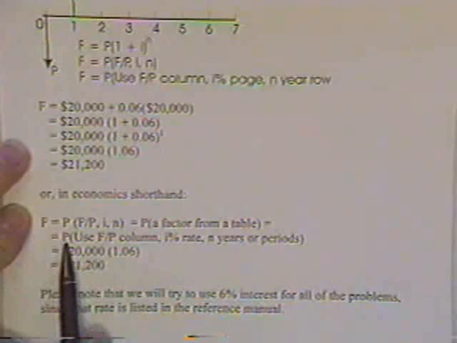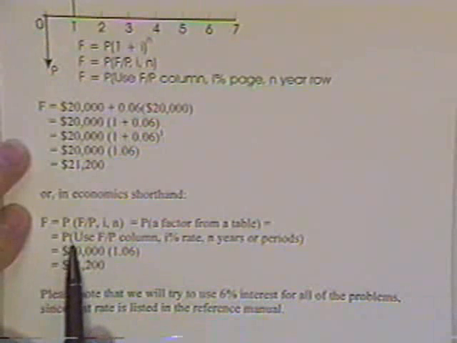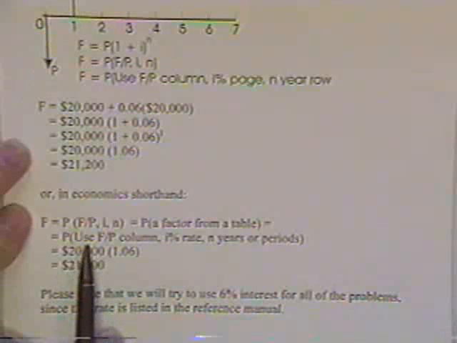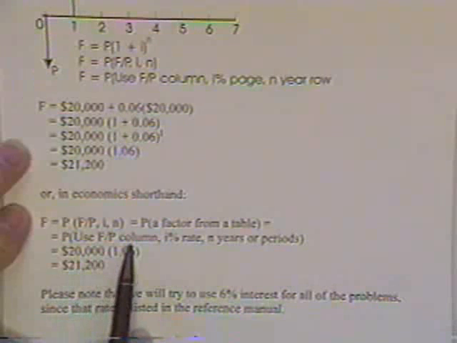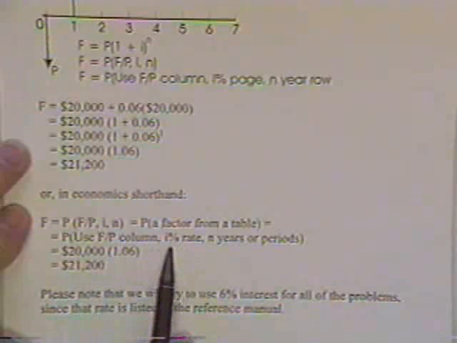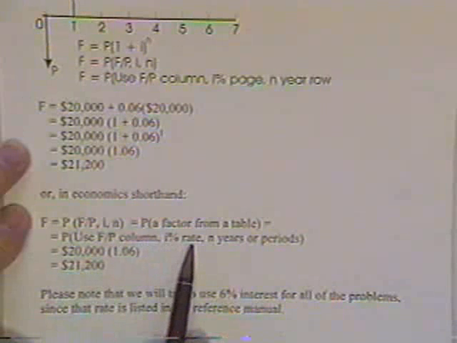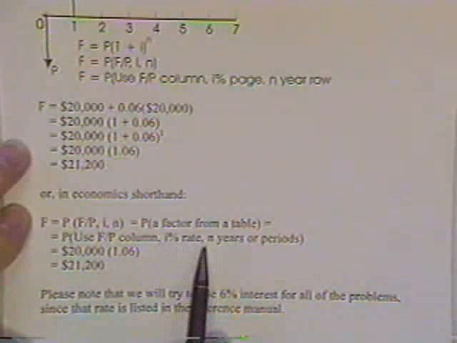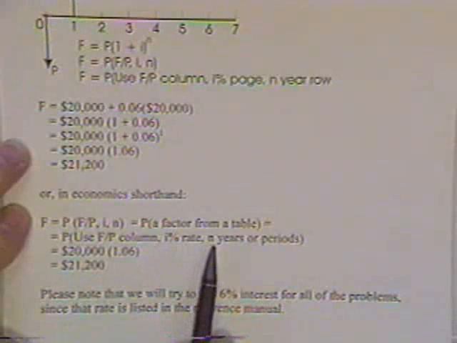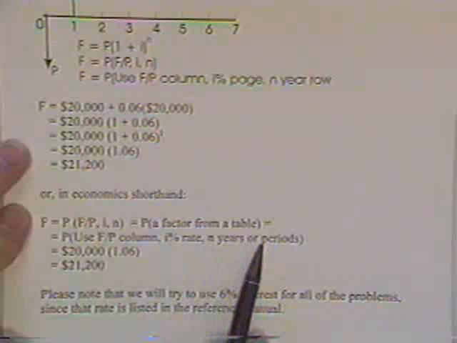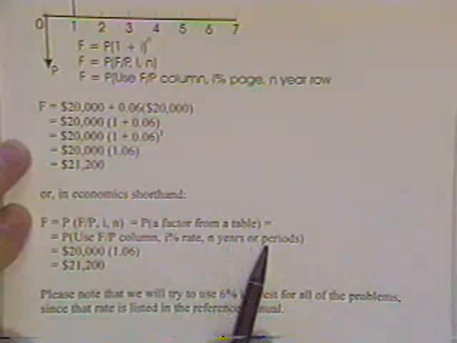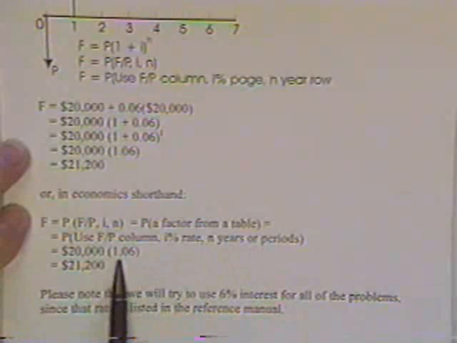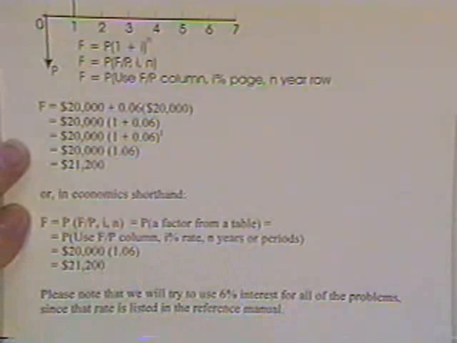To find the future value, I multiply the present value of the money borrowed times F over P, which says use the F over P column. I says go to the I% rate table. There's a 4% table, a 6% table, and so on. And go to the row that has the number of years or periods across the table. If you do that in your handbook, you'll find the number is 1.06, and you get the same answer.